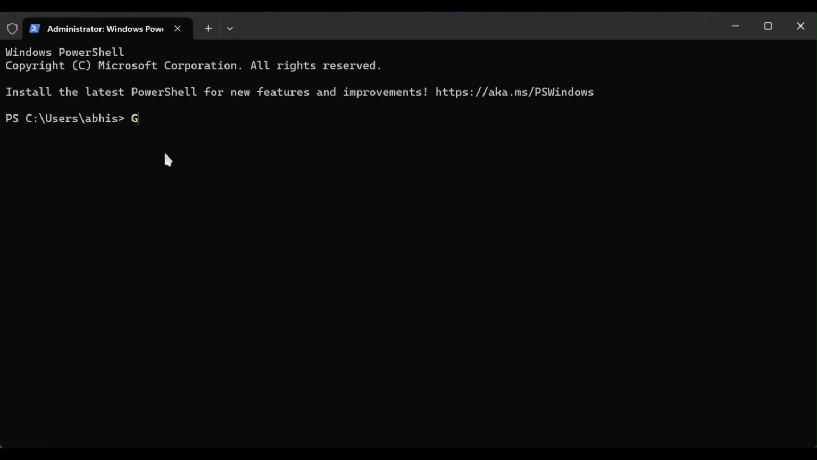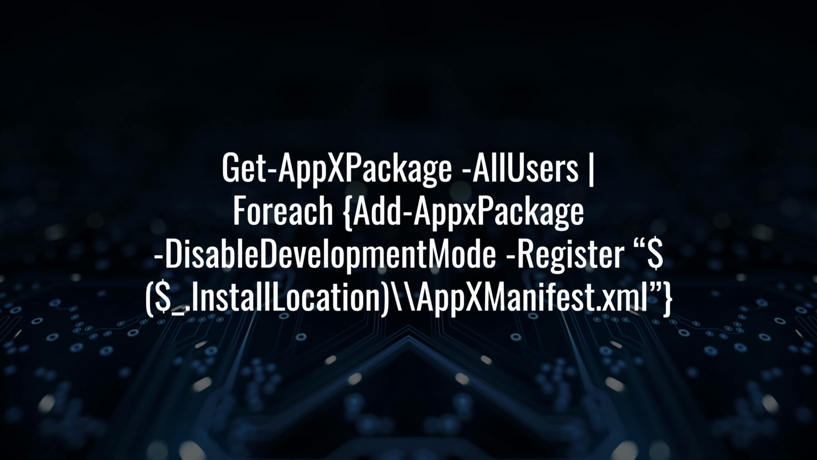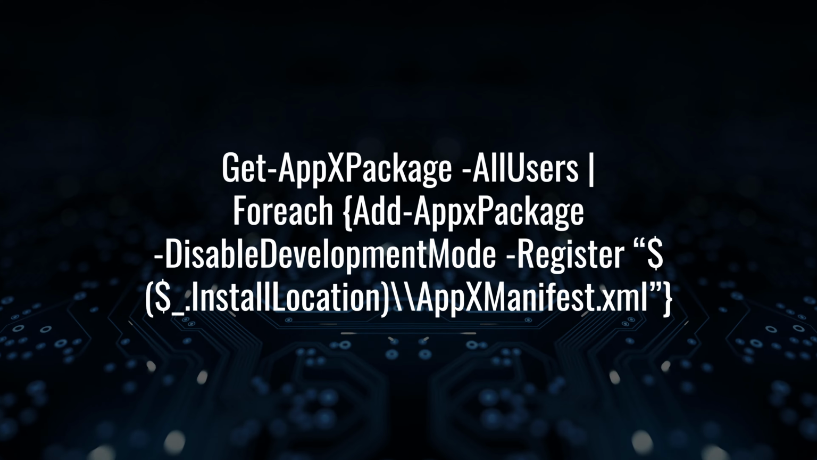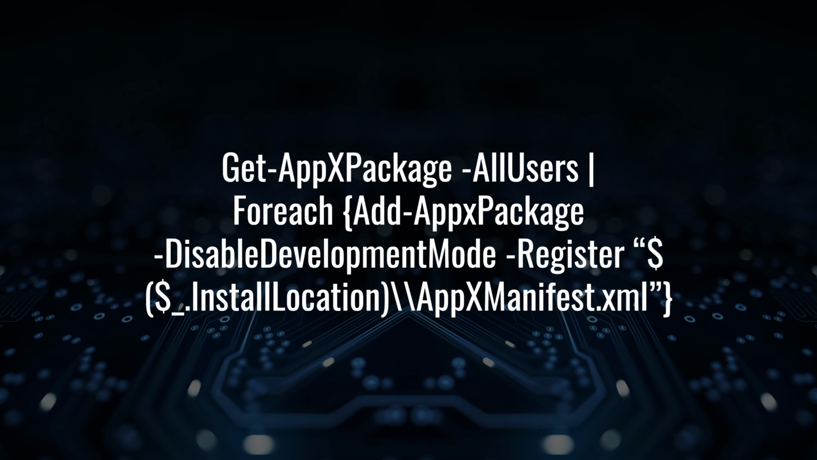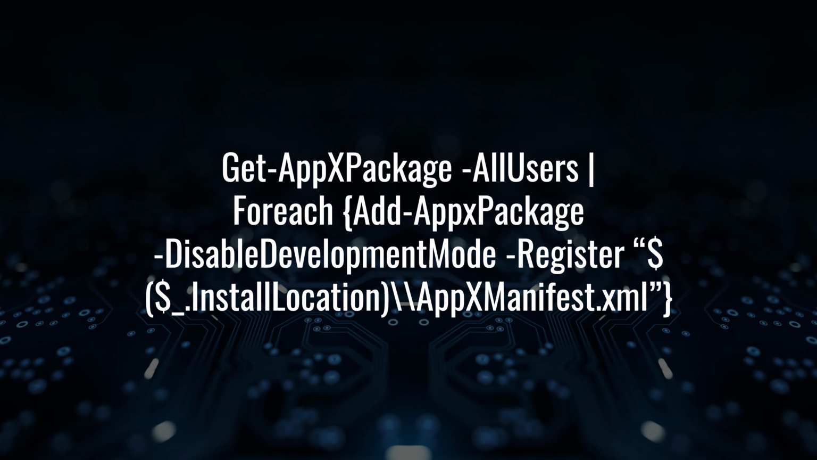Here's the command: Get-AppXPackage -AllUsers | ForEach-Object {Add-AppxPackage -DisableDevelopmentMode -Register "$($_.InstallLocation)\AppXManifest.xml"}. Let's break down what this command does.